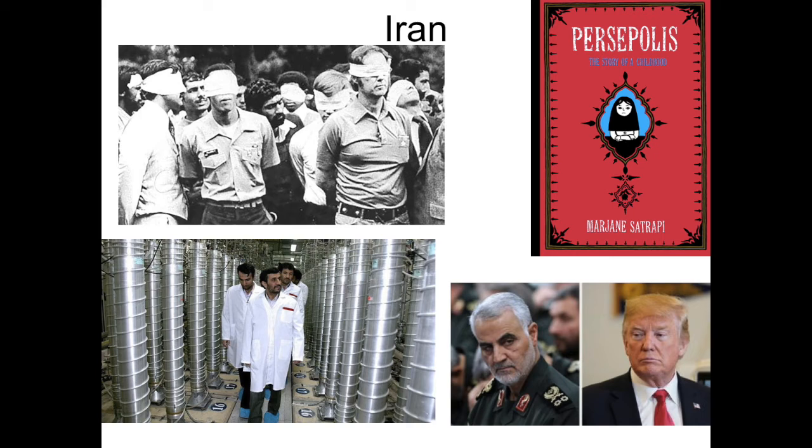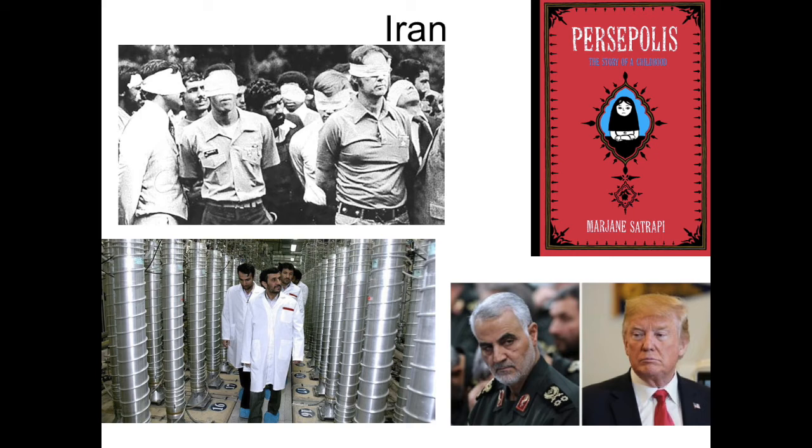In the top left-hand side, you can see American embassy workers blindfolded as they're taken hostage after Iranian protesters storm the American embassy. Ayatollah Khomeini installs a Shia theocracy. In CCR, we read Persepolis, in the top right-hand corner. And the Iranian and American relationship has been strained ever since.